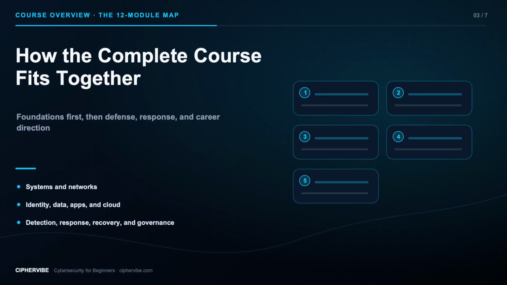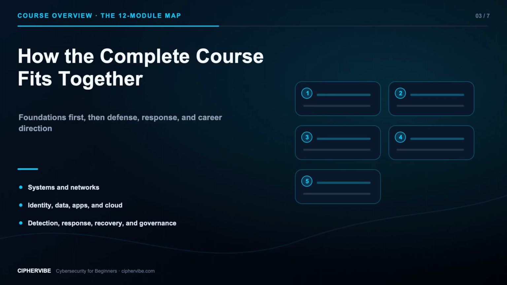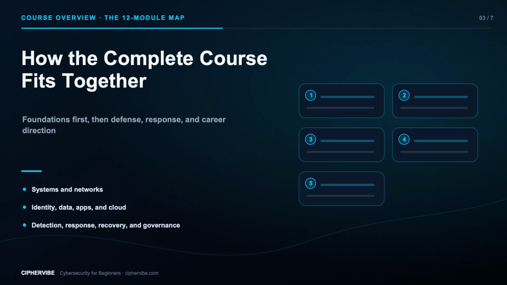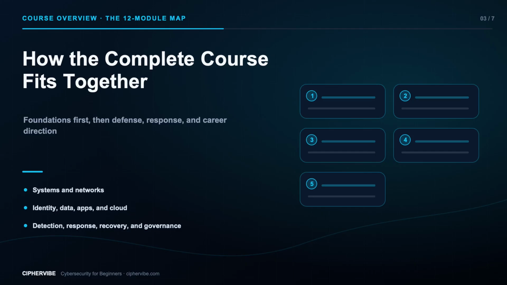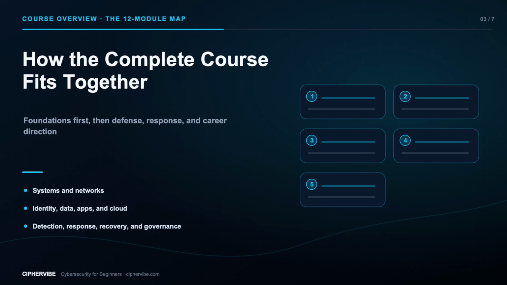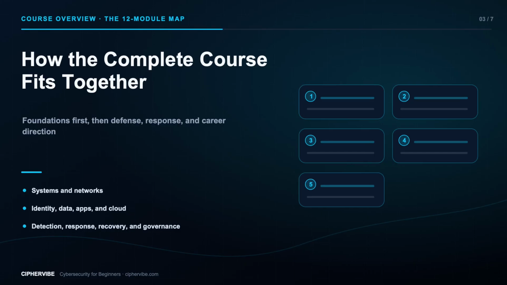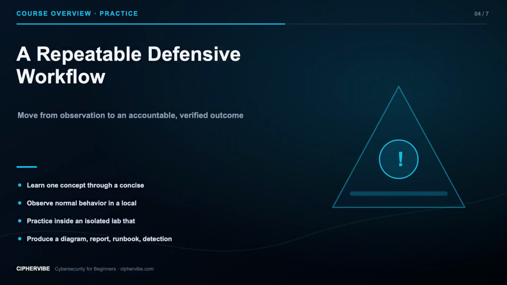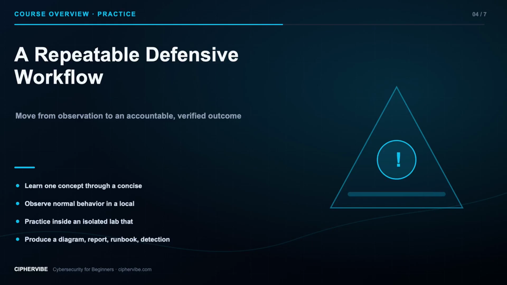The sequence moves from understanding normal behavior to protecting systems, detecting change, responding safely, and communicating risk. You can watch individual lessons as references, but beginners will gain more by completing them in order and producing every portfolio artifact. Now turn the mental model into a repeatable workflow.